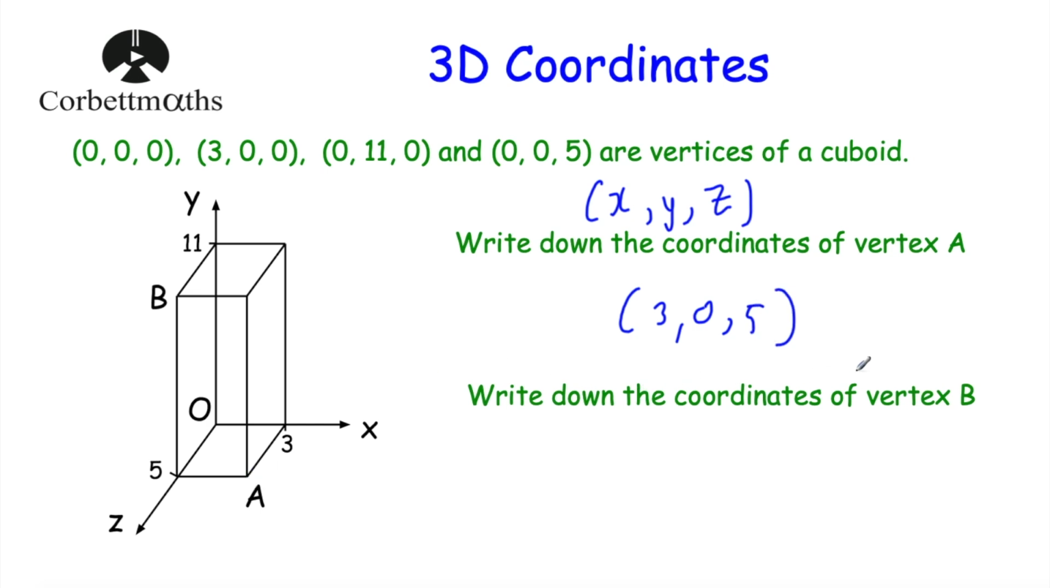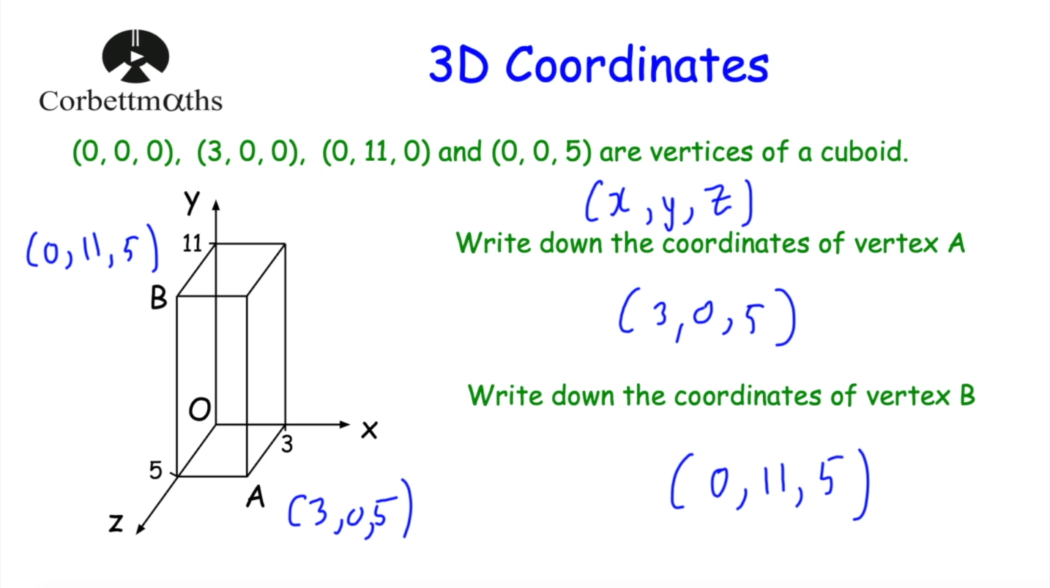Okay, next, write down the coordinates of vertex B. So we want to write down the coordinates of this point now. So that one was 3, 0, 5. Next, we've got the point B. Well, in terms of the x-axis, we're not going out in the x-axis direction, so that's going to be 0 to begin with. Then we are going up 11 in the y-axis direction, so 11. And then we are coming out 5 in the z-axis direction, so that's 5. So the coordinates of vertex B would be 0, 11, 5. And that's it.